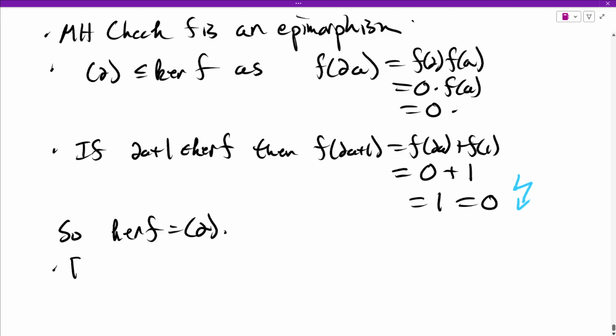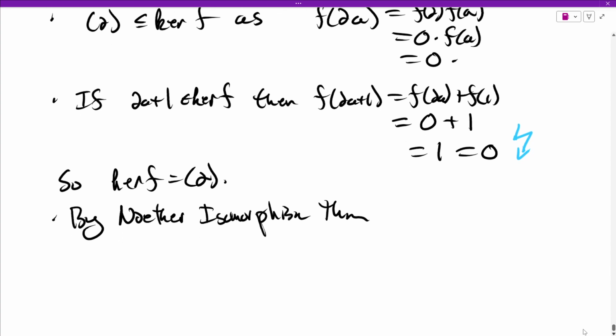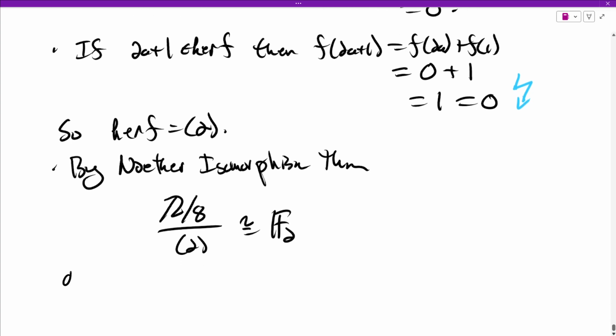All right, so the Noether isomorphism theorem then tells us that we have an isomorphism from Z mod 8 mod 2 to F2, and that isomorphism is very explicit. It's given by take your coset representative and send that to the further reduction mod 2 of that coset representative.